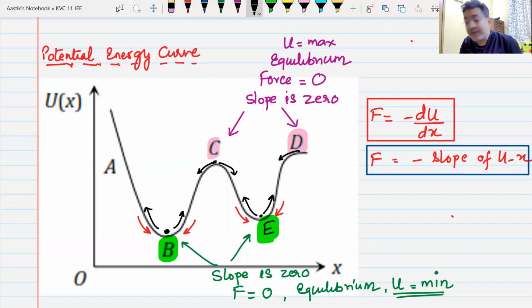We are playing football because we are trying to understand something here. At point B and E, if there's a football or a body and I try to push it up, it will come down. It tends to come down to point B or E no matter where I throw it.